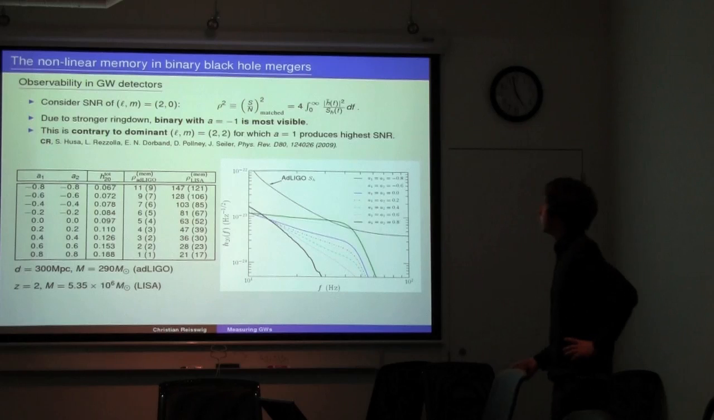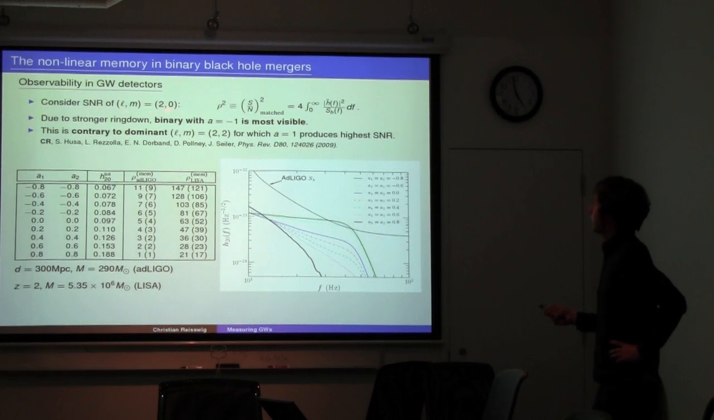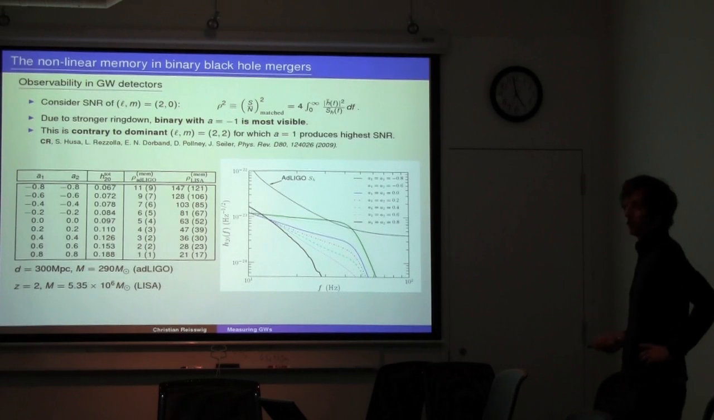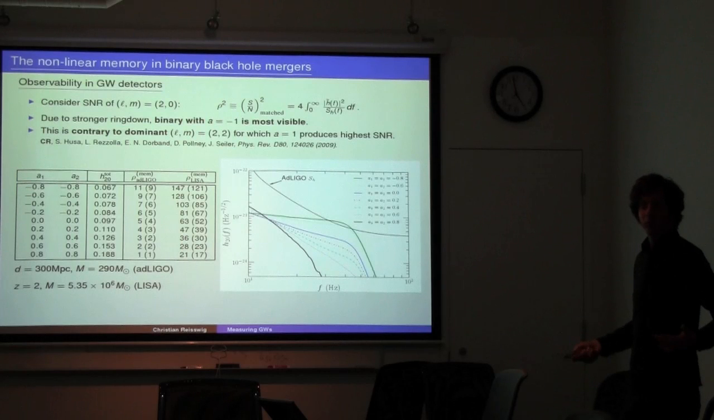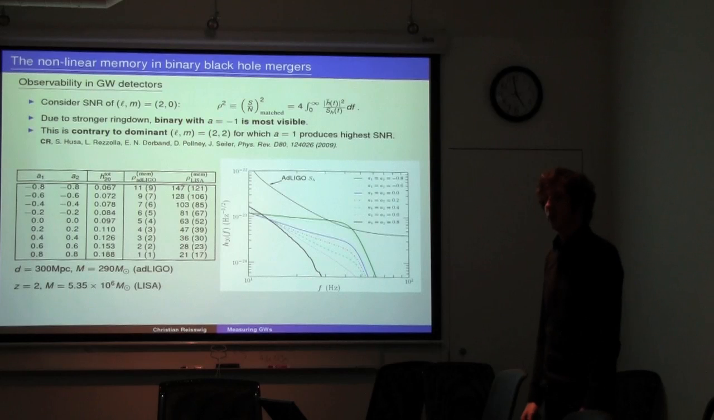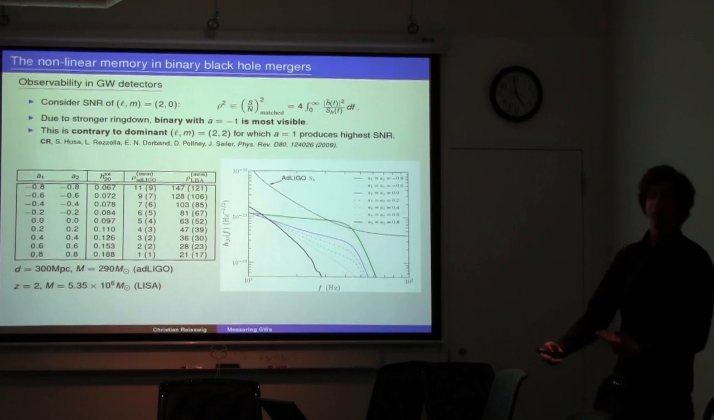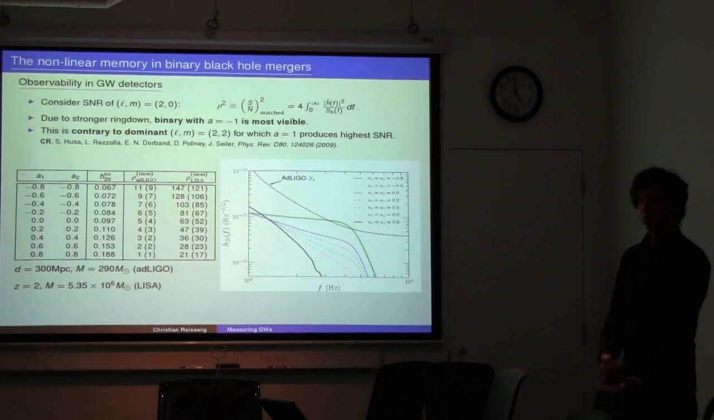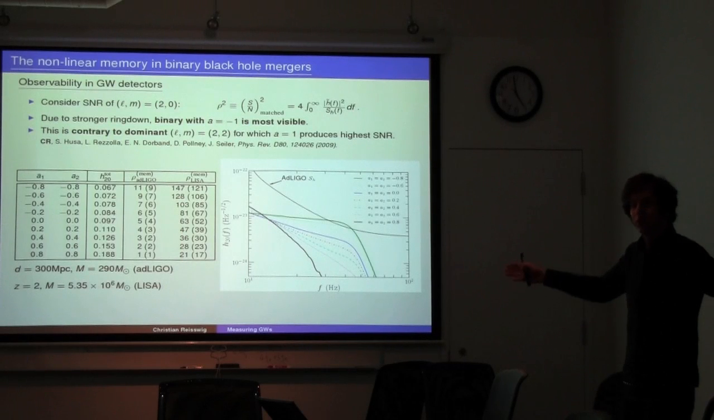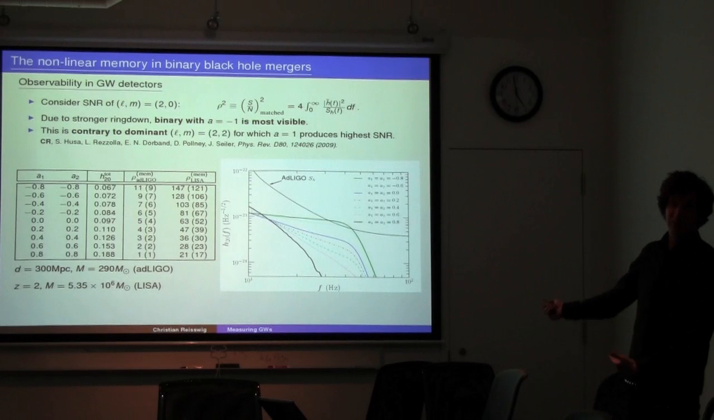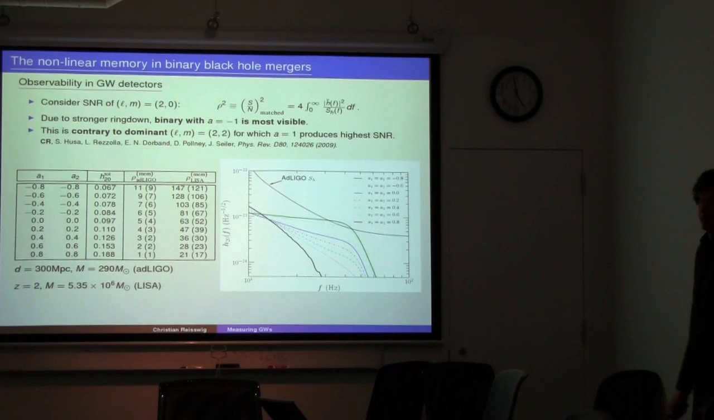This is pretty idealized, because we will never measure in a gravitational wave detector a single L2M0 mode alone. It will always be superposed with other modes. It's the entire mode, but because the ring down frequencies are much higher than the very low frequency growth of the memory itself, we will essentially always see the ring down signal.